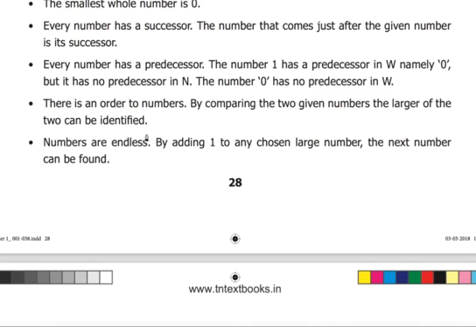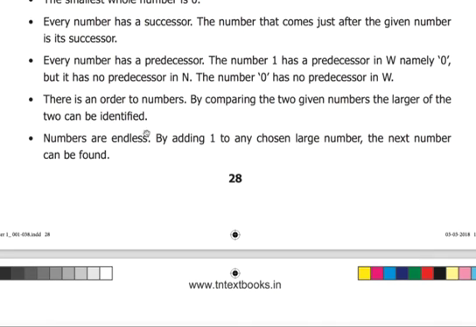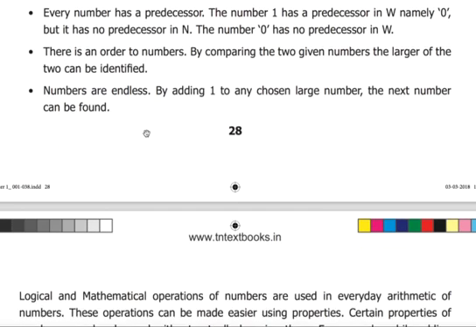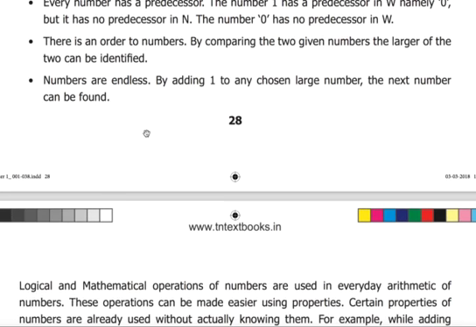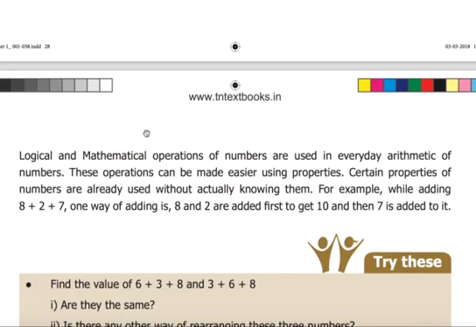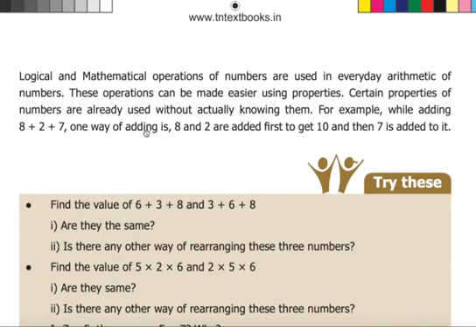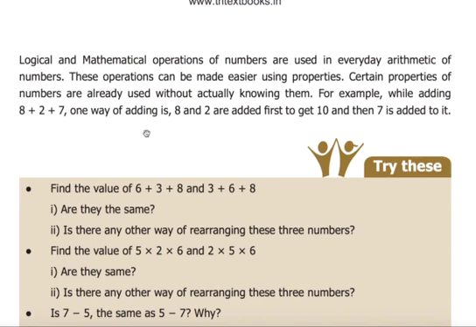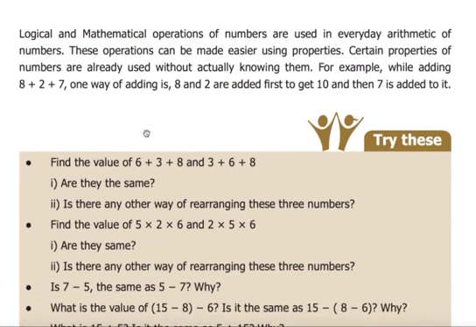There is an order to numbers. By comparing two given numbers, the larger of the two can be identified. Numbers are endless. By adding 1 to any chosen large number, the next number can be found. Logical and mathematical operations on numbers are used in everyday arithmetic. These operations can be made easier using properties. Certain properties of numbers are already used without actually knowing them. For example, while adding 8 plus 2 plus 7, one way is that 8 plus 2 are added first to get 10 and then 7 is added to it.